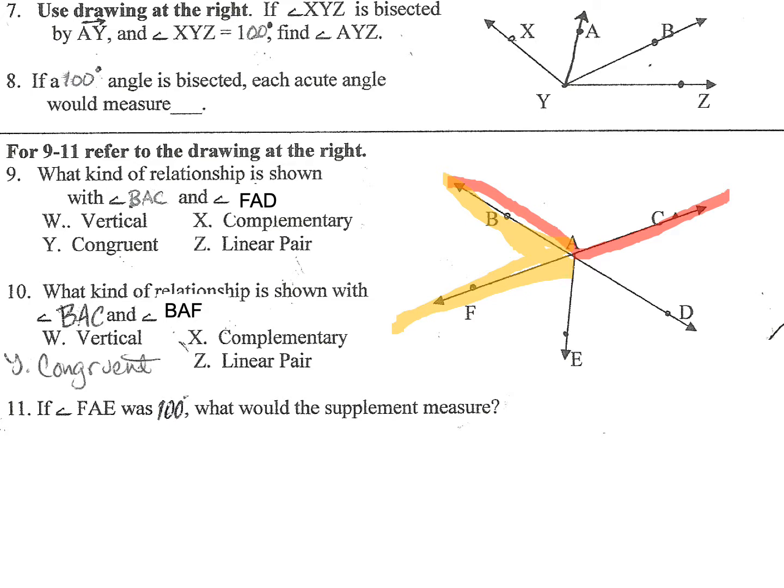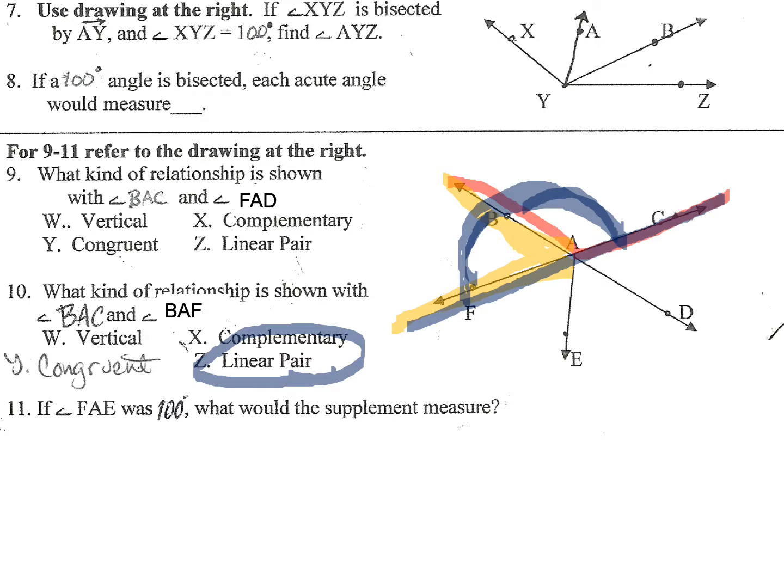What does linear pair do? You have a straight line, and both angles, two different angles, are sitting up against that straight line, and so they're going to make 180 degrees. Called a linear pair, or called supplementary. It's the same thing. Okay? Linear pair or supplementary.